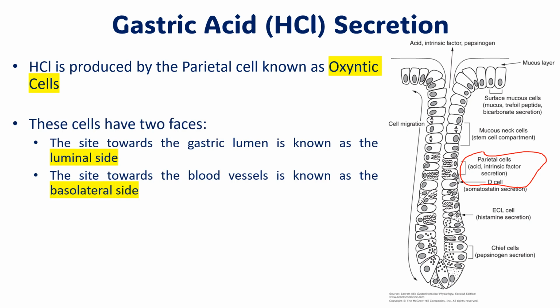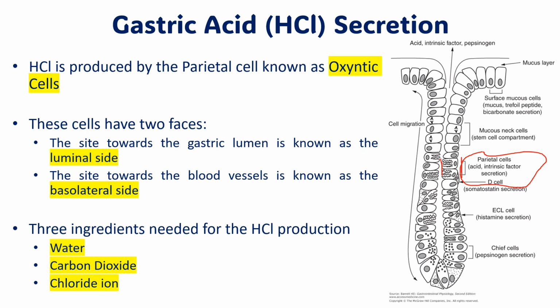These cells normally have two faces. You can see here there are two surfaces. One is the luminal side, the side towards the gastric lumen. The outer portion is called the basolateral side. On this side we have the blood capillaries, blood vessels.